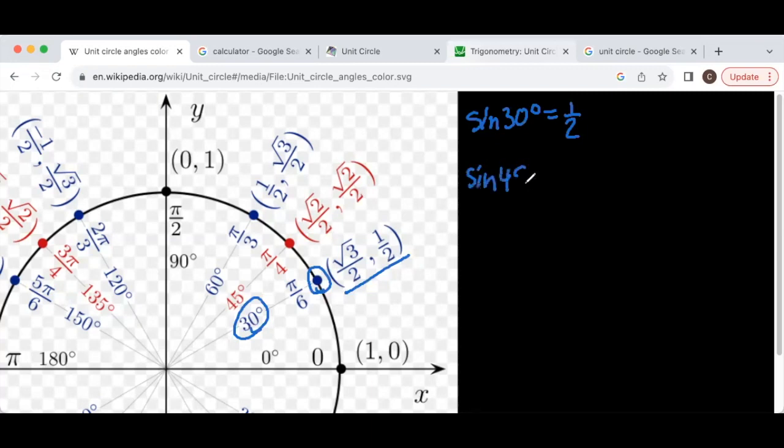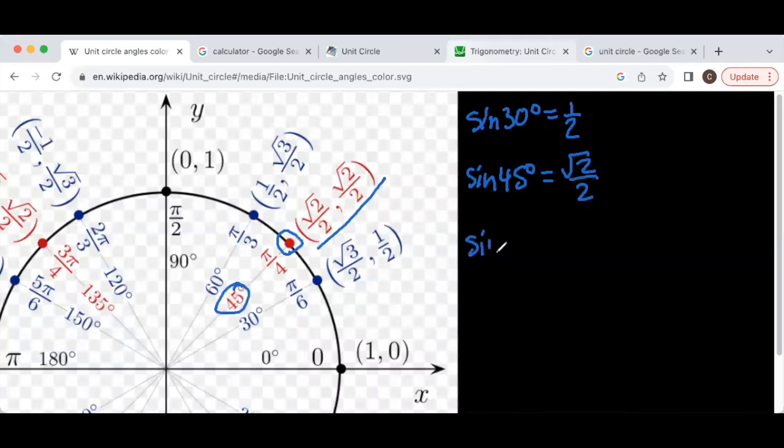What's sine of 45 degrees? Well, we find 45 degrees on the unit circle, and that is right here. Then we find the point that is next to it right there. And then here are the coordinates. Sine is going to be the y coordinate. This is kind of weird because the x coordinate and the y coordinate are the same. But yeah, so sine is going to be square root of 2 over 2.